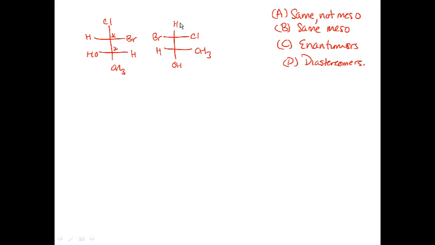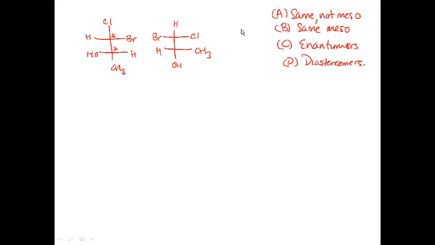And then if they both have opposite configurations, they would be enantiomers. If they both have the same configuration, they would be the same molecule and not meso, and I'll come back to that in a moment. And if one has the same configuration and one has the opposite configuration, then they fit our definition of diastereomers.